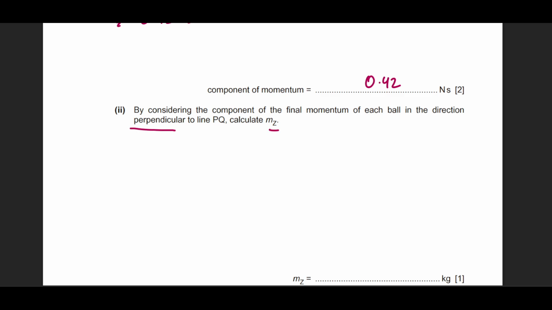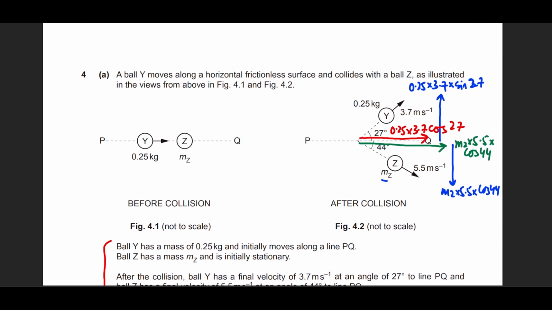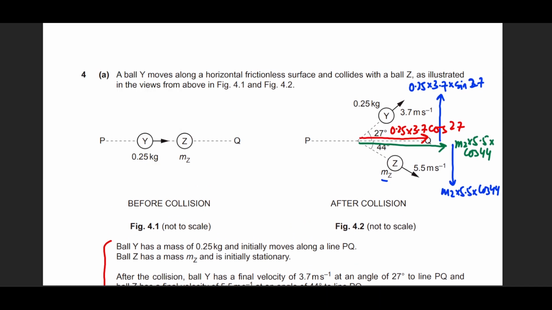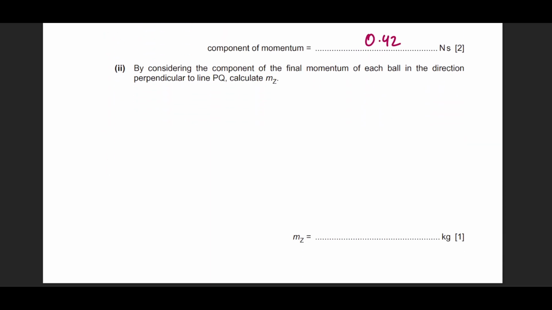So considering the component of the final momentum of each ball in the direction perpendicular to PQ, calculate mz. As I've explained before, if you consider the perpendicular components, should they be equal to each other or should they be different? They should be equal to each other. Why? Because before the collision, there was no y-axis momentum. There was no perpendicular momentum. So they both should be equal after the collision, or they should both cancel each other out because it did not exist in the system before it started. Right? It was not brought into the system. So it shouldn't exist, which means that both perpendicular components should be equal to each other.